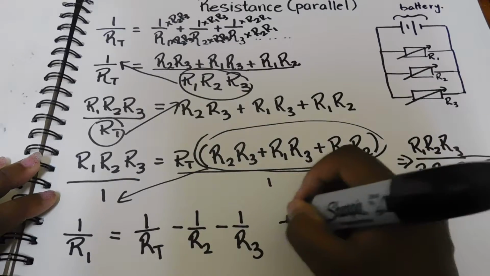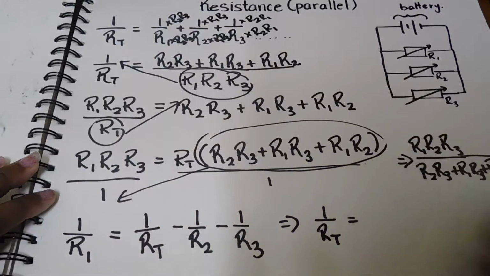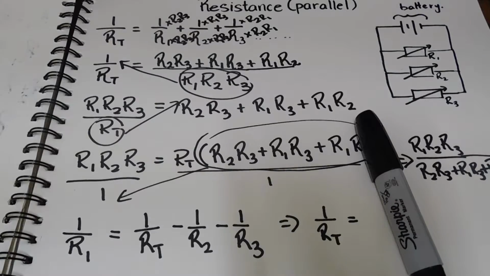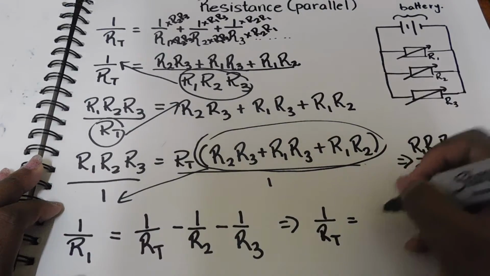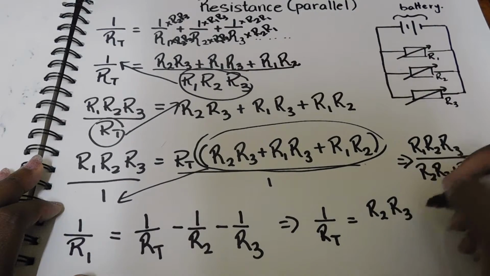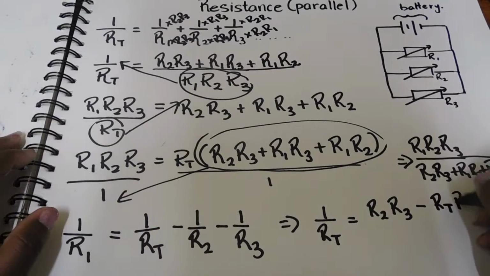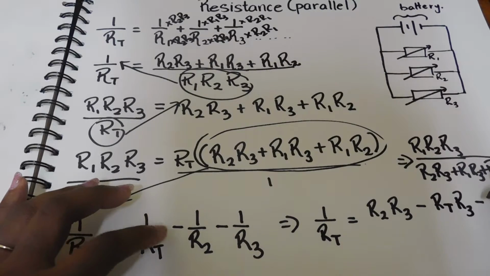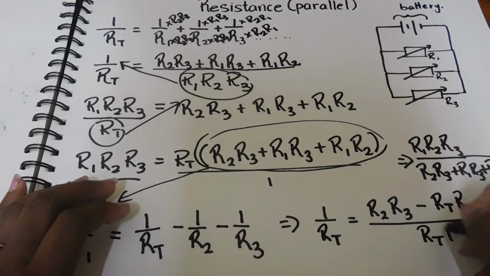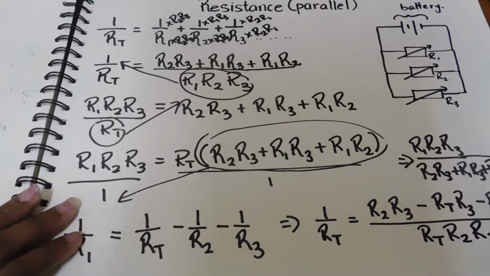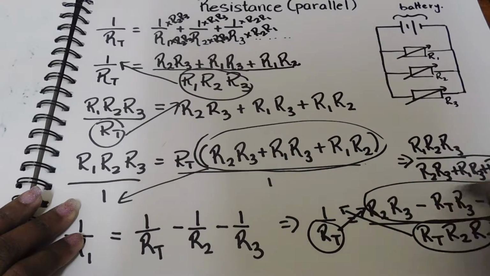All of these will multiply, so you will get 1 over R1 will be equal to R2, R3 minus RT, R3 minus RT, R2, all over RT, R2, R3. Cool? And so this whole thing will go up here, and this of course will go up here, and this will go down here.